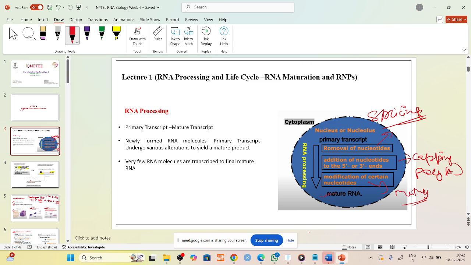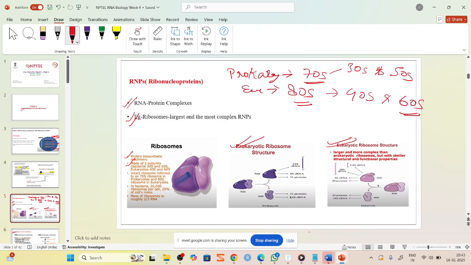And what are the three essential steps in the conversion of primary transcript to the mature RNA? Removal of certain nucleotides, addition of certain nucleotides to the 3' and 5' end, and modification of certain nucleotides. Removal of nucleotides means splicing. Addition of nucleotides to the 3' and 5' ends means capping and poly A. And modification of certain nucleotides means methylation. Then we talked about ribosomes. Ribosome is the largest and most complex ribonucleoprotein. And what is a ribonucleoprotein? It is nothing but RNA and protein complexes. And when we talk about ribosomes, what are ribosomes?